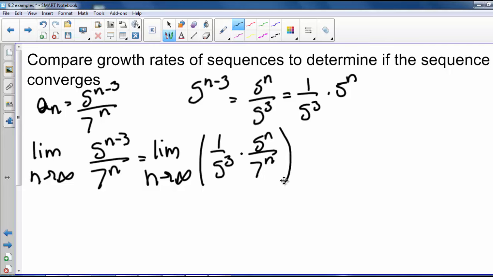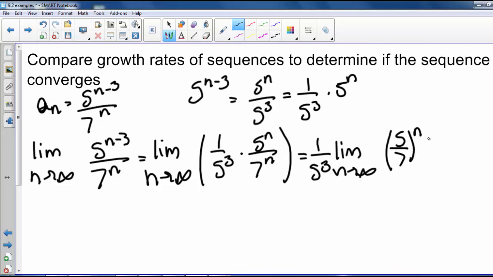And we can pull the 1 over 5 cubed out in front of our limit. So 1 over 5 cubed times the limit as n goes to infinity of (5/7) to the n. So this equals 1 over 5 cubed times 0, which is 0, and this converges.